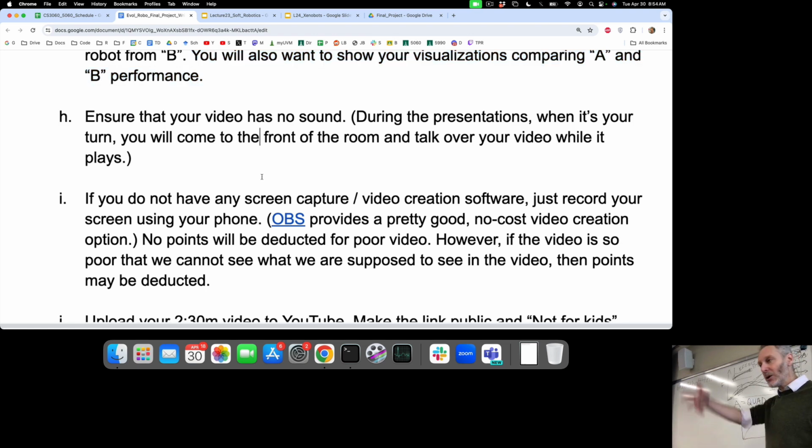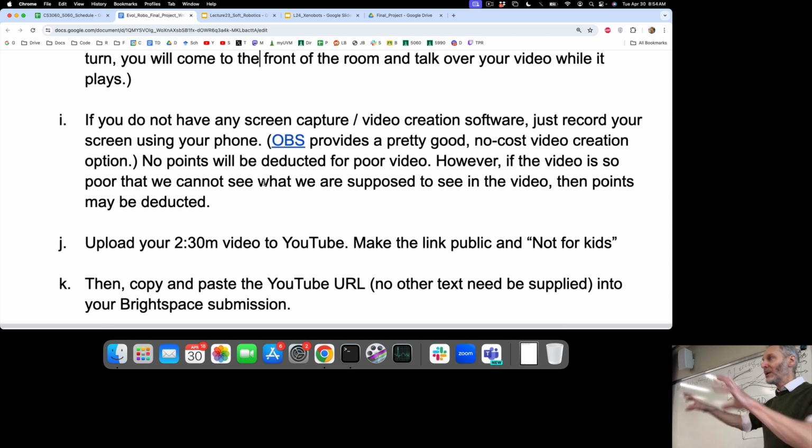Okay, when you're making this video, by now you've obviously created a lot of videos, but you might be composing multiple videos and multiple images into your 2-minute and 30-second video. Lots of screen capture and video creation software out there. I like OBS. It's free, it's platform independent, and it's relatively easy to use, but we don't care. Use whatever you like. No points will be deducted for poor video. If you end up recording everything on your phone and stitching the videos on your phone together into a 2.5-minute video, that's fine. We're not giving extra points for production quality here.